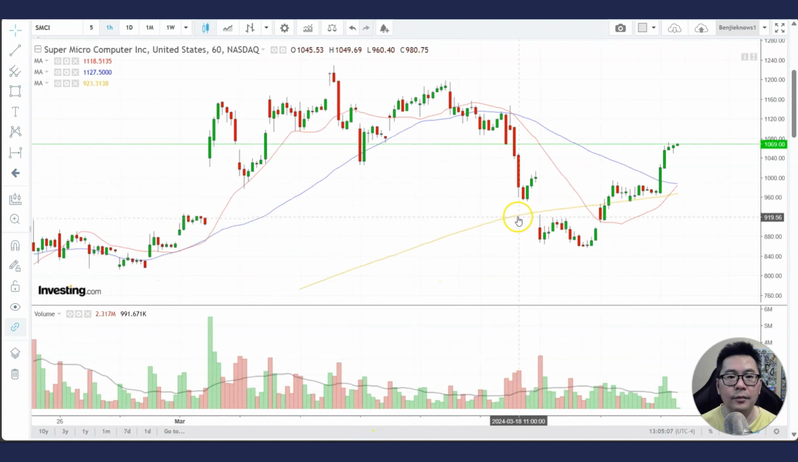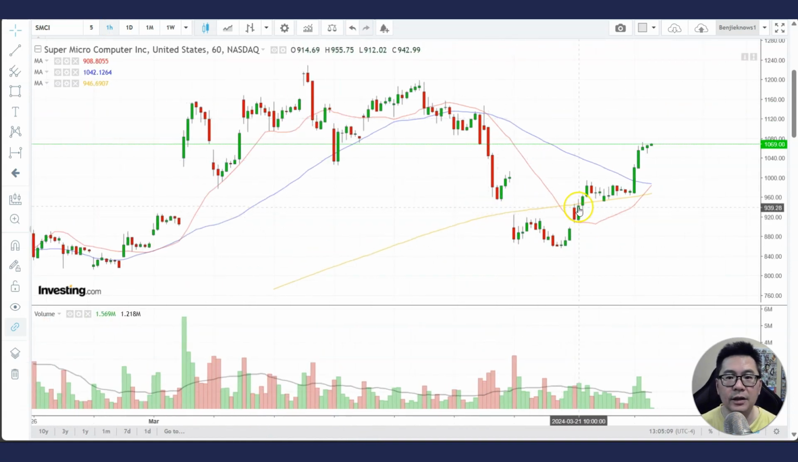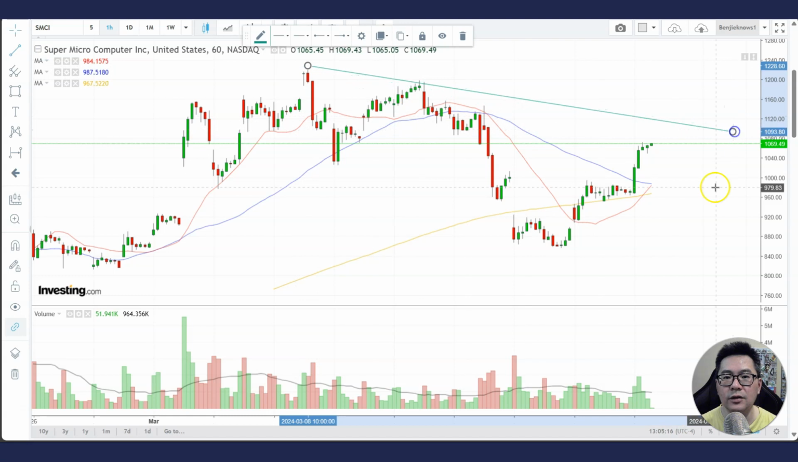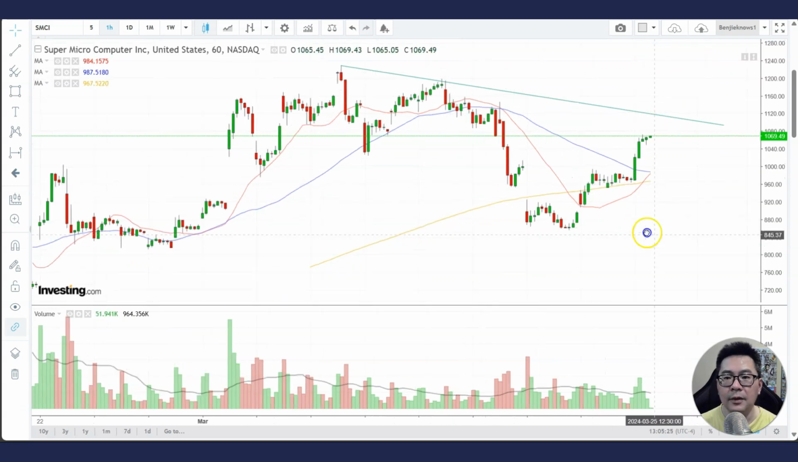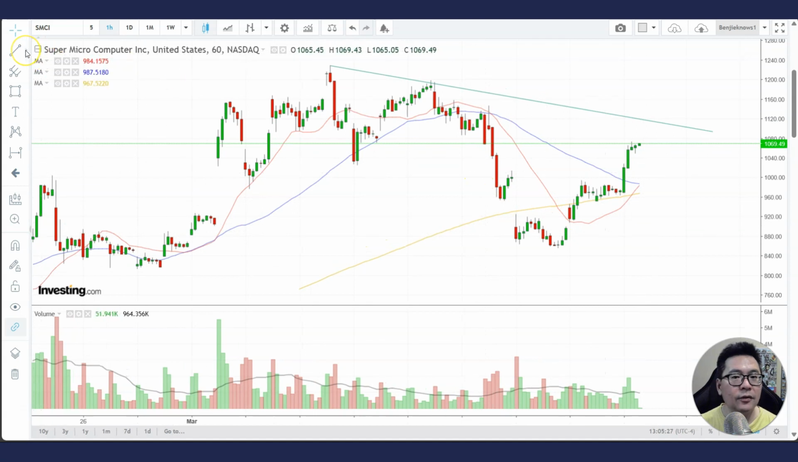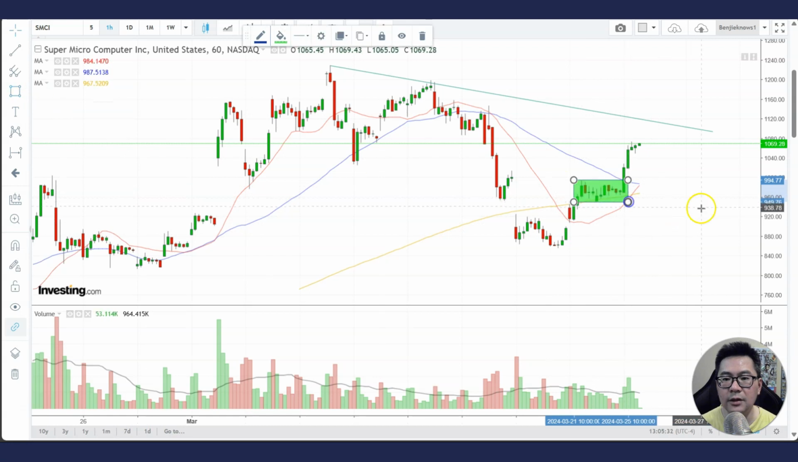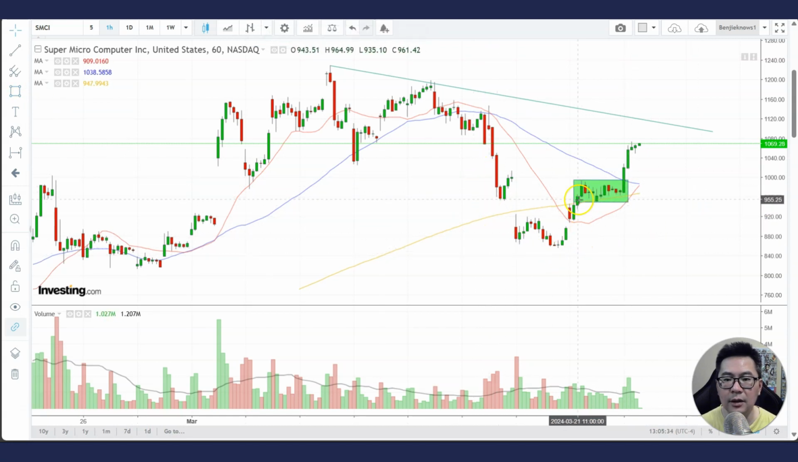Right now, this is the 60-minute chart, and what I would like to do is always draw a trend line and see if the stock is able to break above the trend line. If SMCI can break above this downtrend line, most likely it's going to go higher. Now, the stock here is from a cup with handle in the 60-minute chart. This is the cup, this is the handle, and it has broken up higher. And the target would most likely be here.